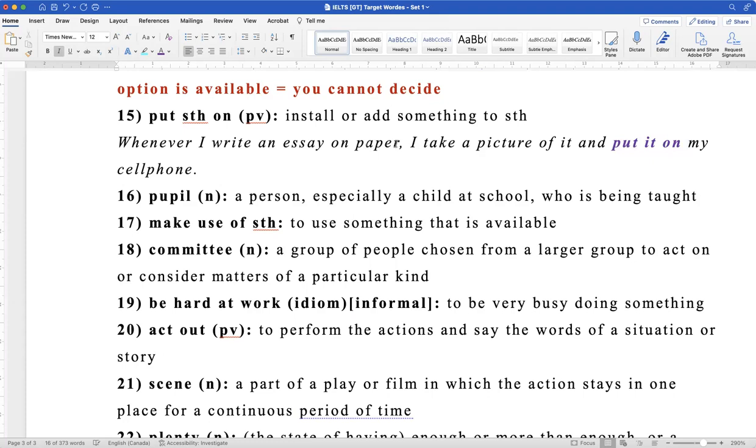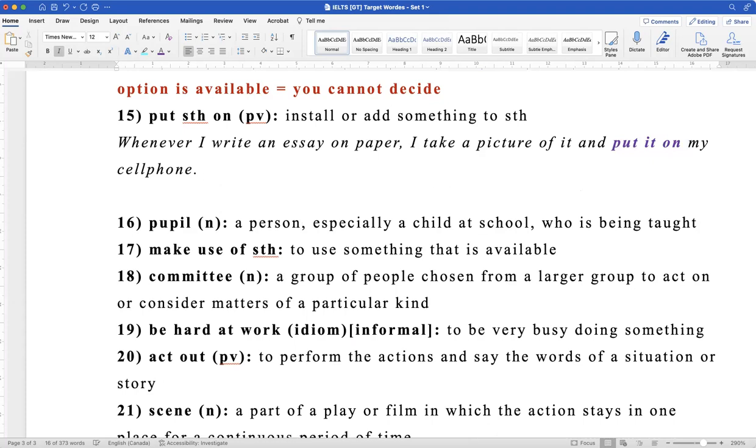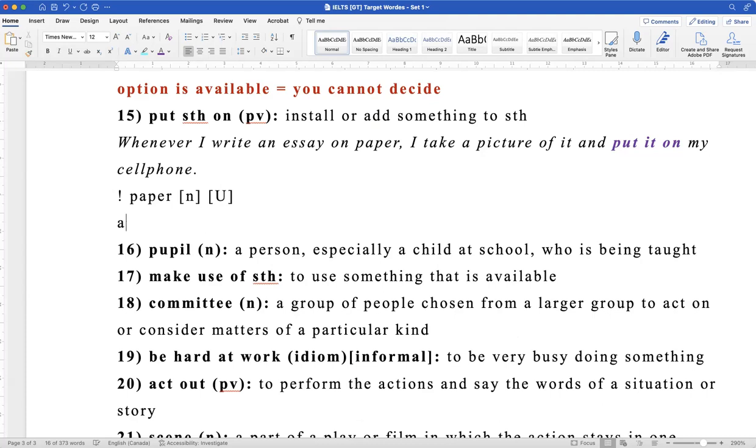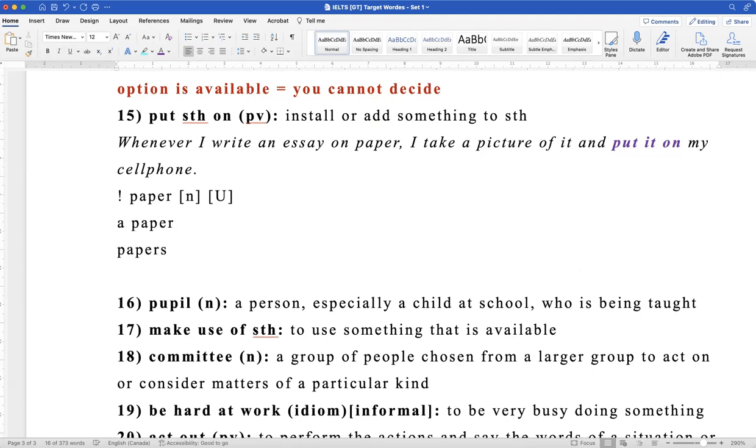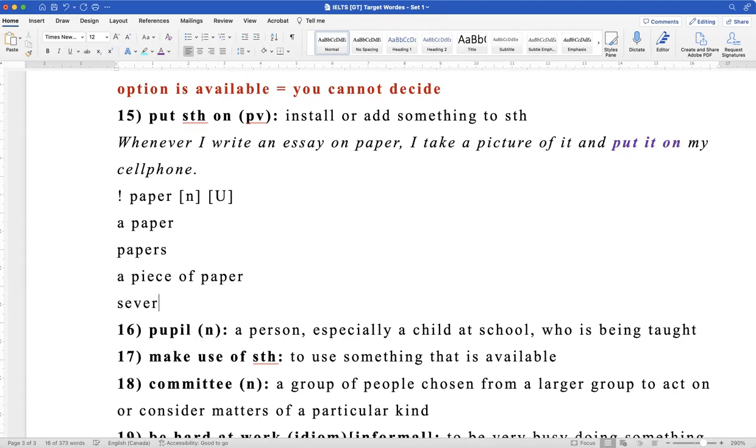Here I said paper, not a paper. Please remember the word paper is a noun. And what kind of noun? It's an uncountable noun. So please don't say a paper. Don't say papers. Paper can be countable, but the meaning is different. So if you mean a piece of paper, you should say a piece of paper, or several pieces of paper. In these examples, paper is not countable.